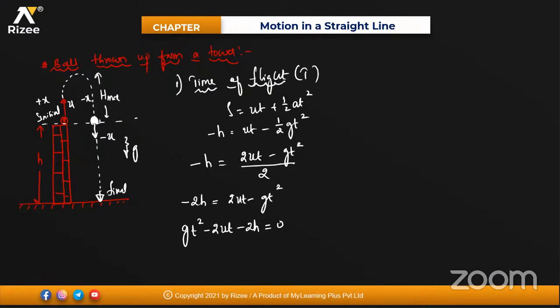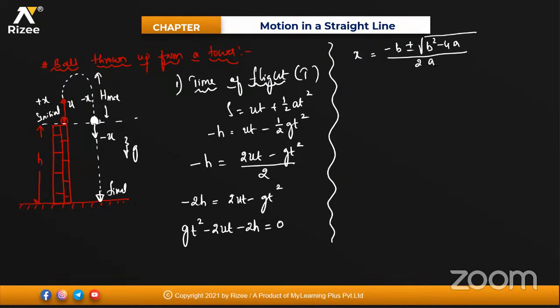Isn't it? So I hope everyone remembers the quadratic equation. Quadratic equation roots are calculated with the formula x equals minus b plus or minus under root of b square minus 4ac, divided by 2a. Did you remember it? Now see, I am comparing this with the standard equation a x square plus b x plus c equals 0.